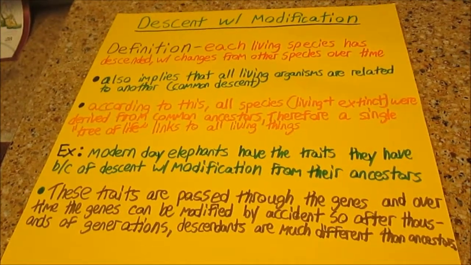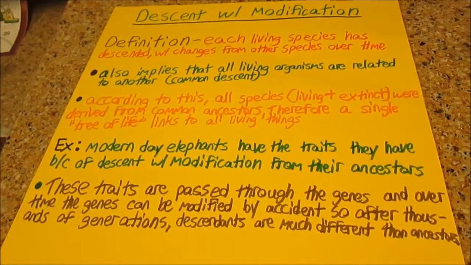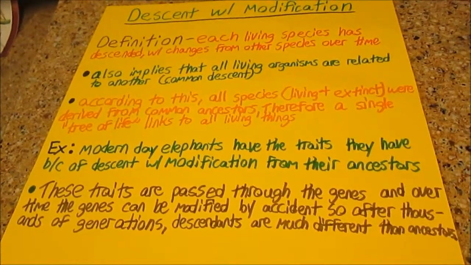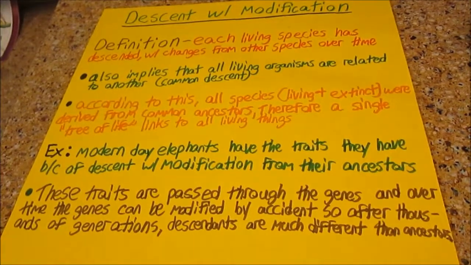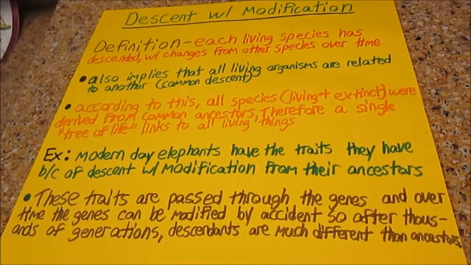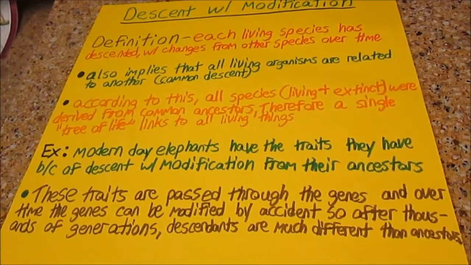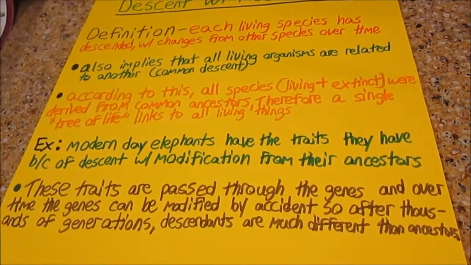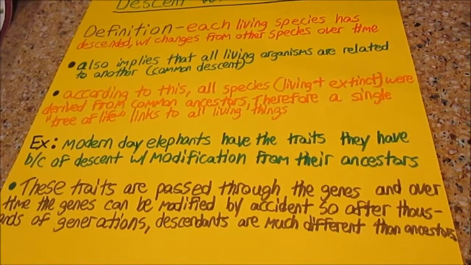Last, descent with modification. This means that each living species has descended with changes from other species over time. This also implies that all living organisms are related to one another, and this is called common descent. According to this, all species, living and extinct, were derived from common ancestors. Therefore, a single tree of life links all living things.